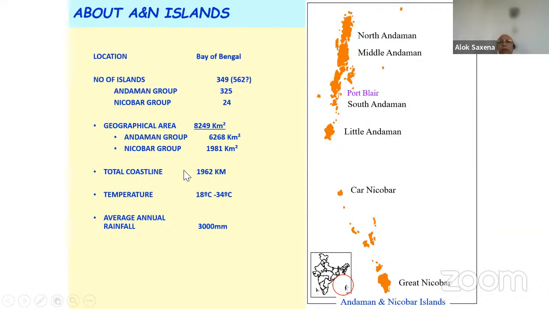One important thing is about the coastline, because this is very important. India's total coastline is around 6,000 kilometers. So one-third of India's coastline belongs to these islands.